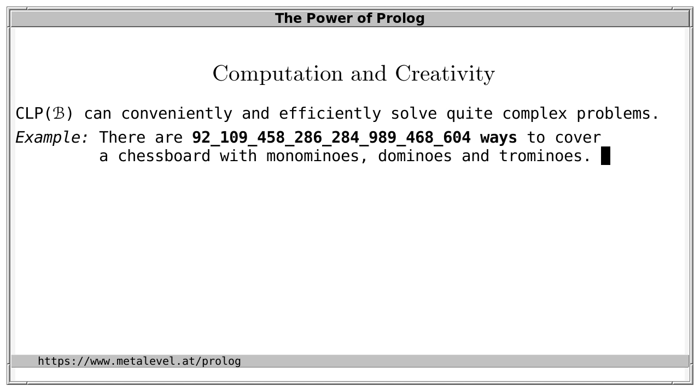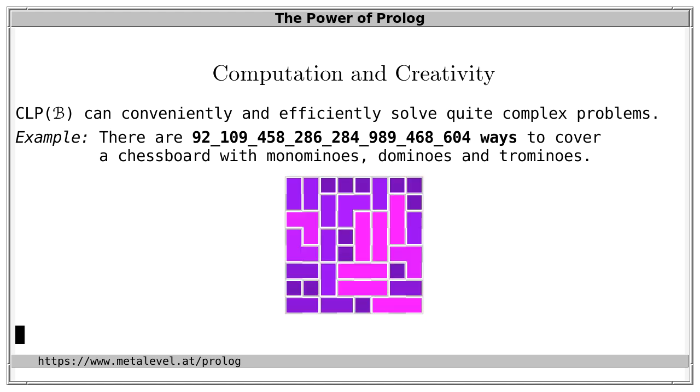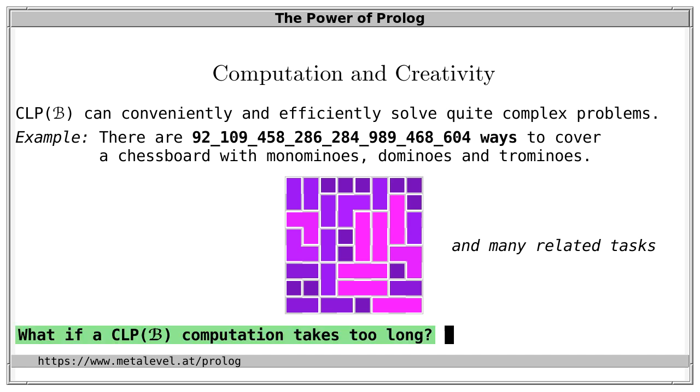For instance, there's an unimaginably large number of ways to cover a chessboard with monominos, dominos, and trominos. Here's a sample solution picked at random. And with CLPP, we can compute this number very fast and also solve many related tasks, such as counting the solutions that are fault-free, or in which no congruent tiles are adjacent, and so on. Very tough counting tasks. But CLPP can't solve everything, at least not efficiently.